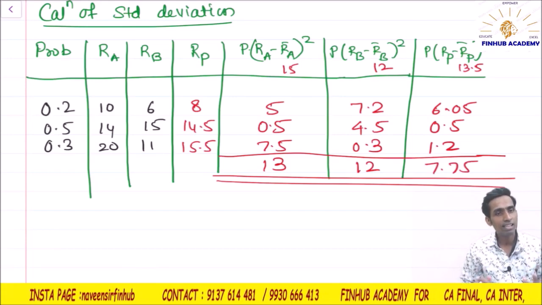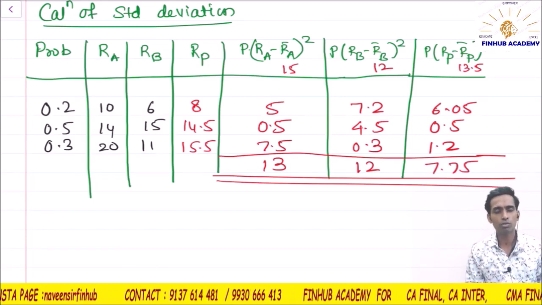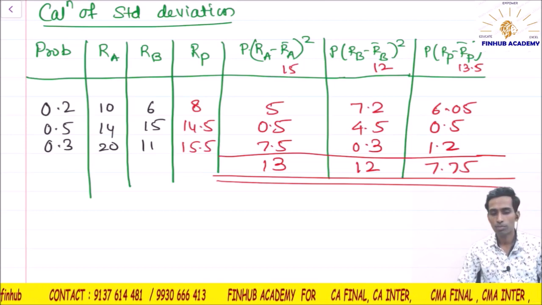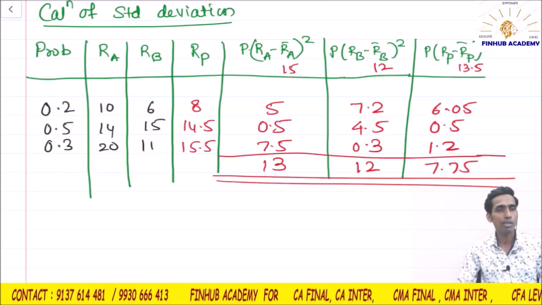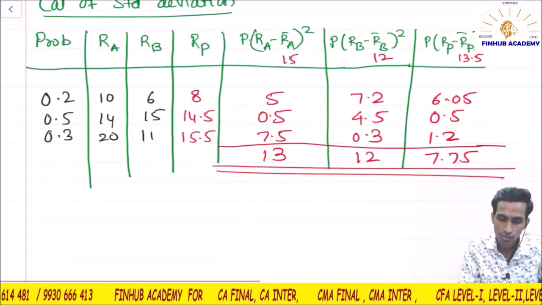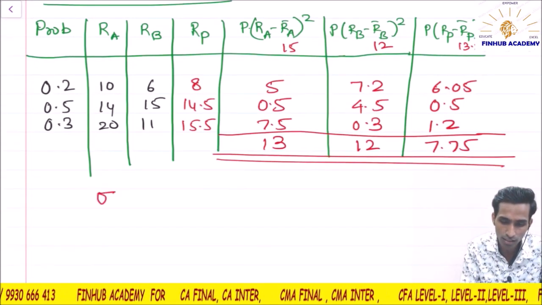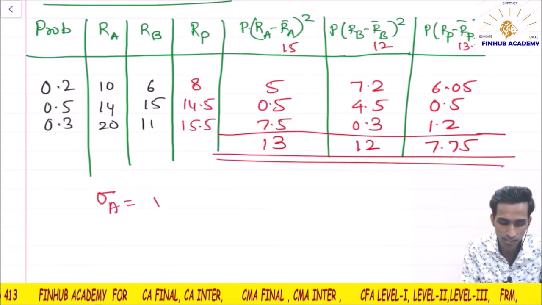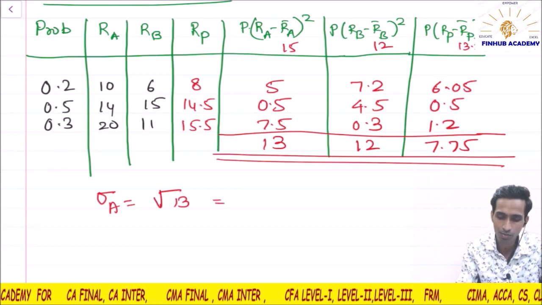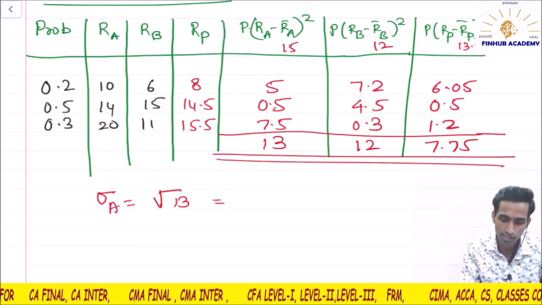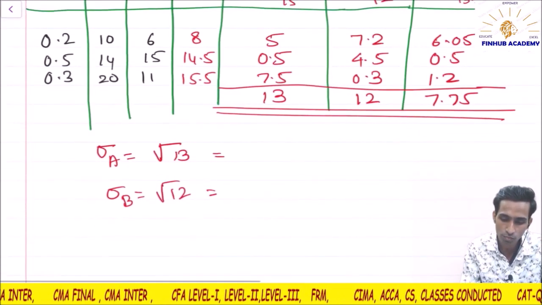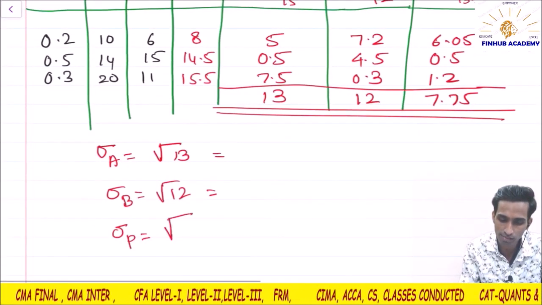You are understanding, na? I am calculating on my own, so you should calculate at your speed. Understood? At that speed you should also be able to calculate. That is the only purpose. Okay. So standard deviation of A is equal to root of 13. Wow, I'm genius. Standard deviation of B is equal to root of 12. And standard deviation of portfolio is equal to root of 7.75.